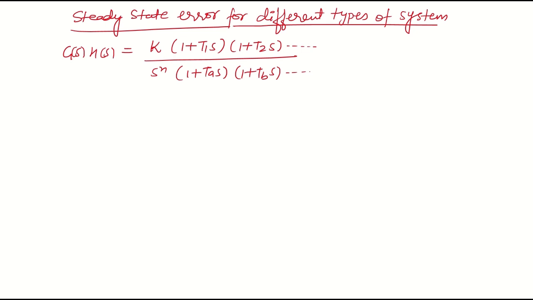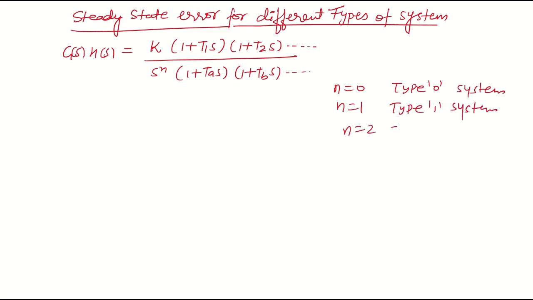Now in this expression we already discussed the definition of the type of a system. The number of open loop poles at the origin is the type of the system. So in this expression, if n is equal to 0, it is a type 0 system, and if n is equal to 1, that is a type 1 system, and if n is equal to 2, it is a type 2 system, and so on. So the number of open loop poles at the origin is the type of the system. So this is how we define the type.